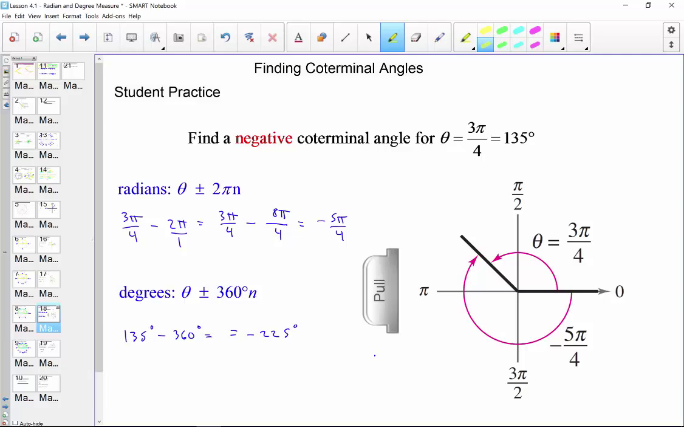Okay, so we started with an angle of positive 3 pi over 4, going counterclockwise. The equivalent coterminal angle from a negative angle is negative 5 pi over 4, traveling clockwise. So we know 3 pi over 4 and negative 5 pi over 4 are equivalent angles. Similarly, if we convert those to degrees, 3 pi over 4, or 135 degrees, is equal to negative 5 pi over 4, or negative 225 degrees.